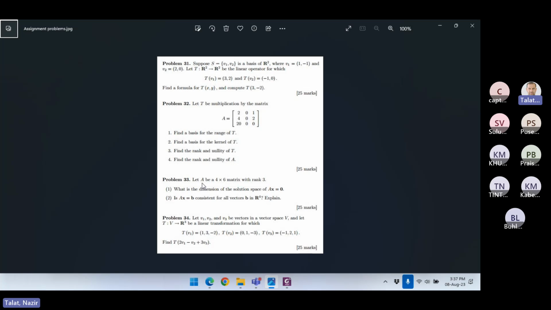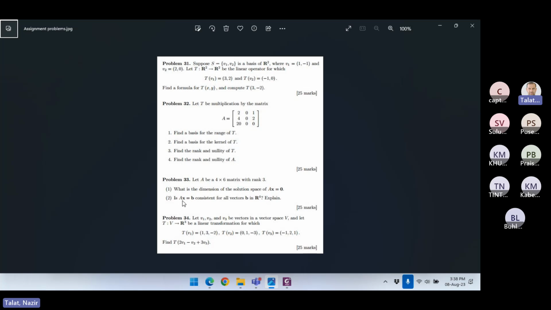In the next problem, if A is a matrix of 4 cross 3 with rank 3, then what is the dimension of the solution space of AX equal to 0? If AX equal to 0, we are asking about the nullity, and we know nullity plus rank is equal to the total dimension of the vector space n. Here you can see what the values will be. It's simple: use the formula nullity plus rank is equal to n, and one can get this.